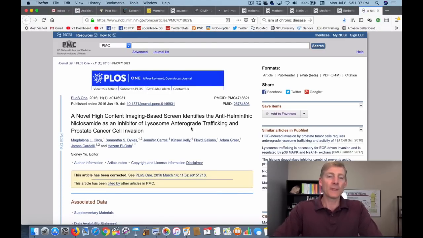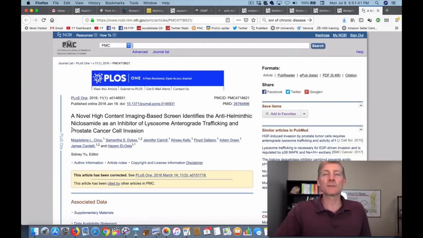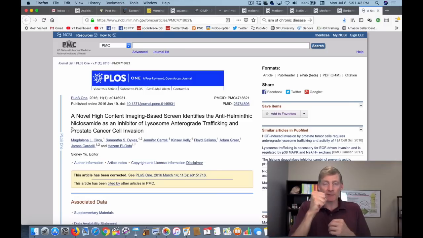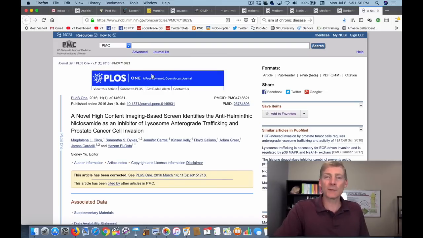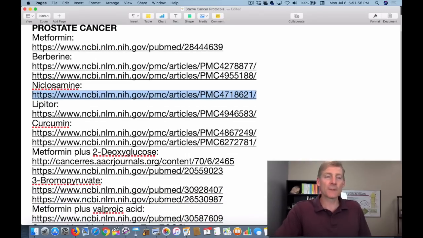So it also inhibits prostate cancer cell invasion. So here's a prostate cancer, and it's spreading through the prostate itself. So an anti-parasitic drug does this. So it's being used off-label. That's what that means.